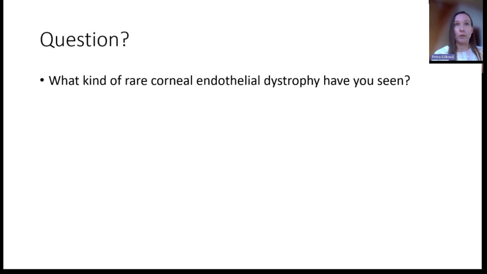Again, I have a question. What kind of rare corneal endothelial dystrophy have you seen?